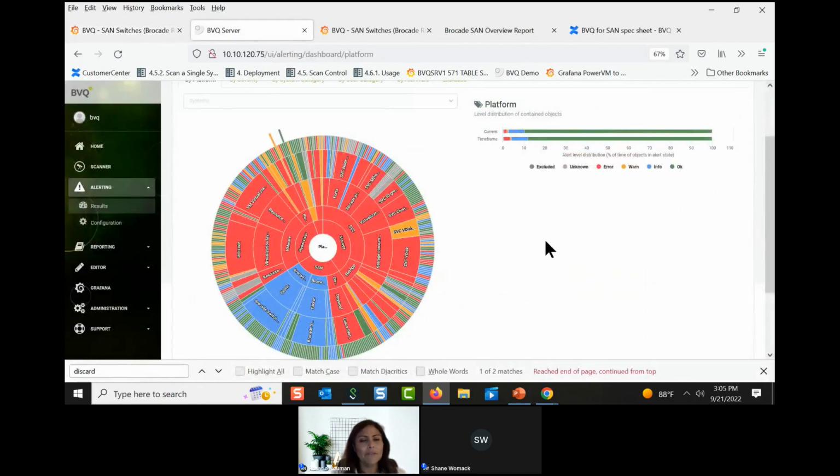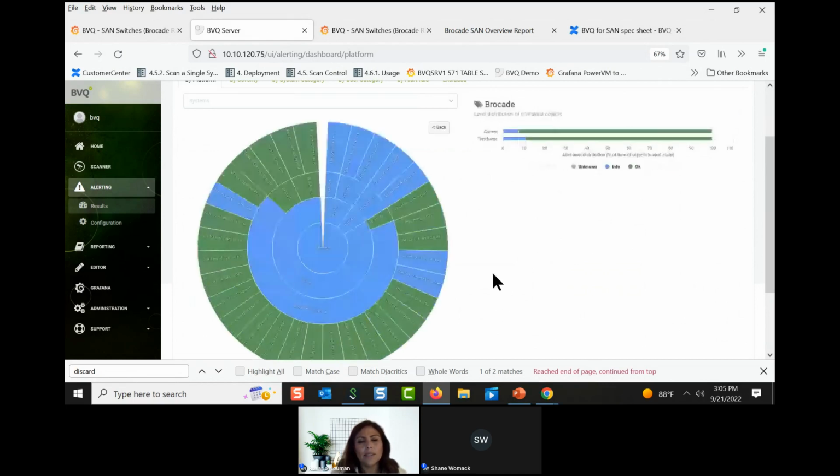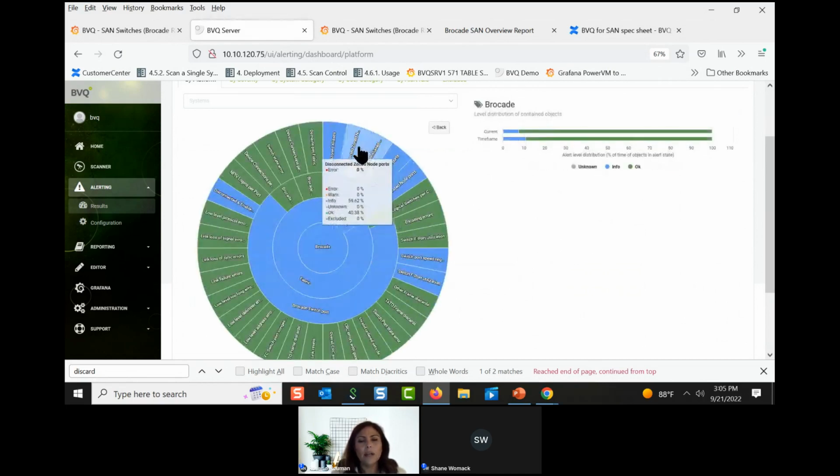This is a view of the health of the total infrastructure. Let me go into the Brocade area. And we can alert. This is a visualization based on an alert engine that includes hundreds of predefined alerts. So here it shows you a list of that information.